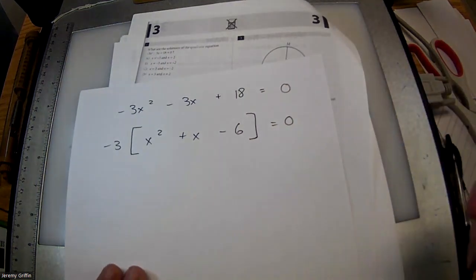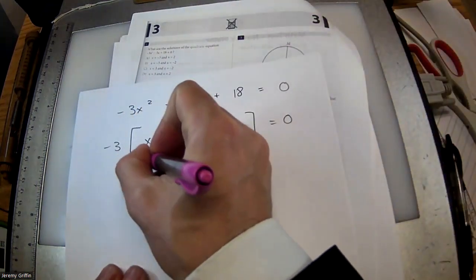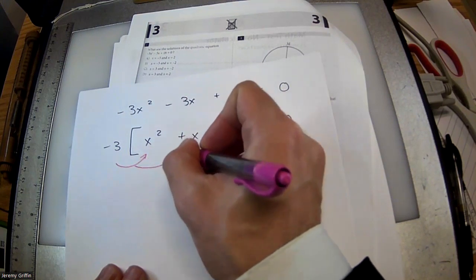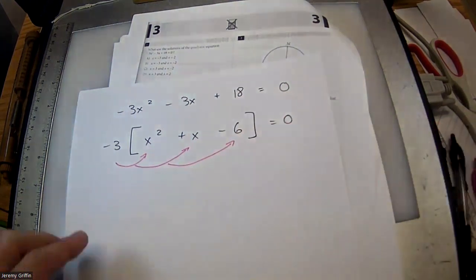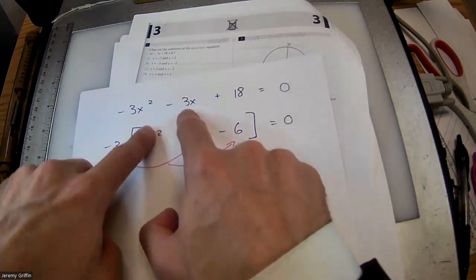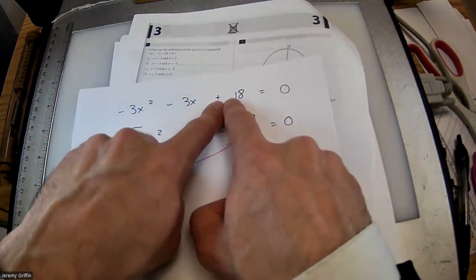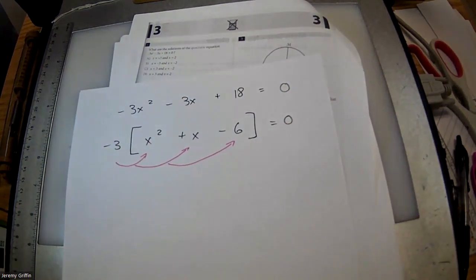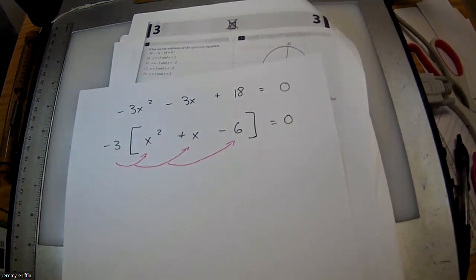Now, here, if you were to distribute, don't do what I'm doing in peeking, except to check your answers, make sure you're doing right. If you were to distribute the -3, you guys see -3x squared, -3x, -3 times -6 is positive 18. You guys see how it checks out? Okay. That's just to check your work. Make sure you're on the right track there.